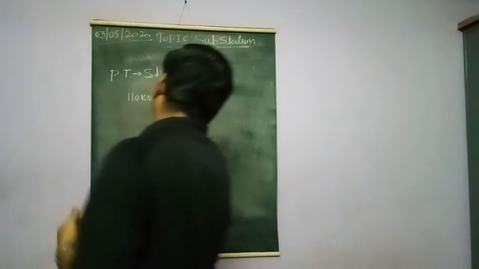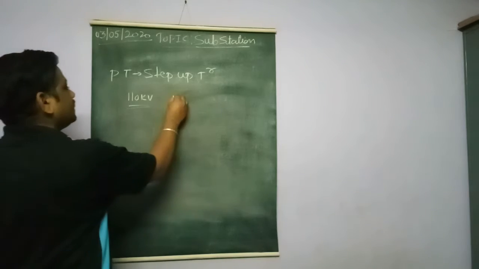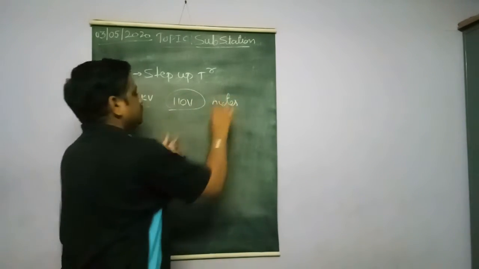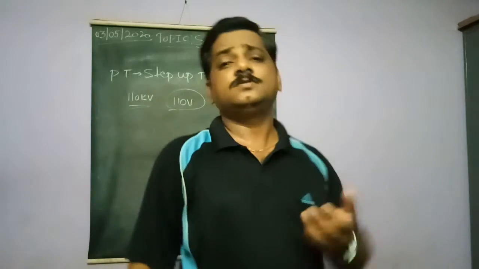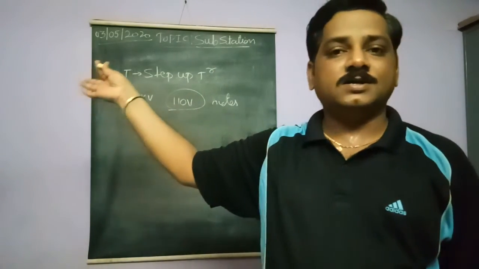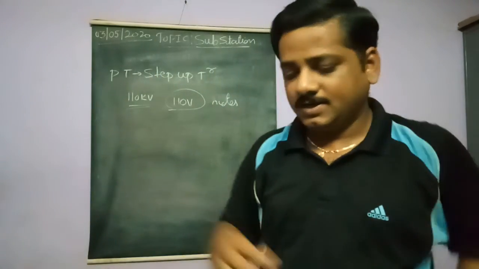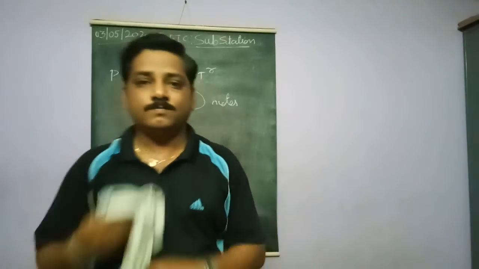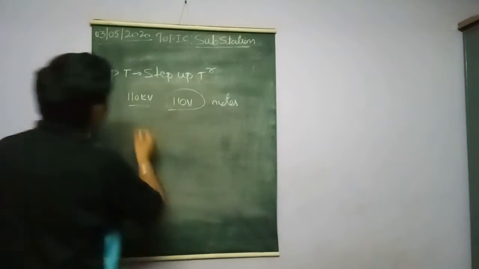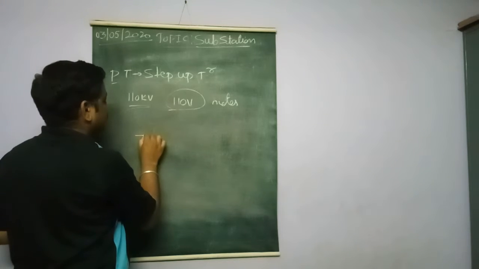Okay, so 110 kV can be measured using just a 110 volt meter. I have a 110 volt meter, and using that I will measure 110 kV. But if I directly connect that 110 volt meter to the 110 kV line, definitely it will be a dangerous issue. It will damage the meter. So what we need to do is, in between we should use a potential transformer. So now let's see how the potential transformer will be connected.